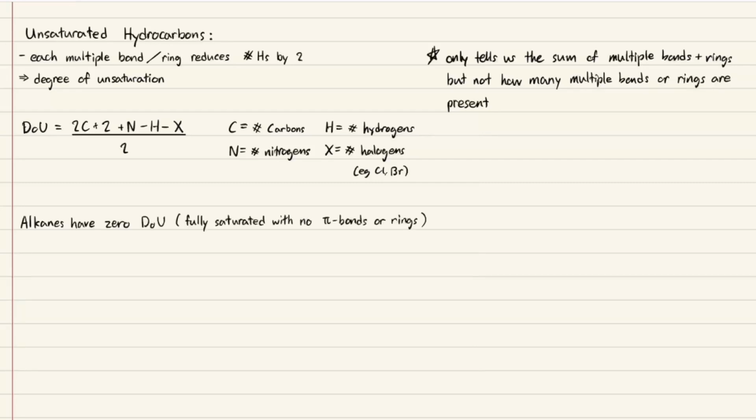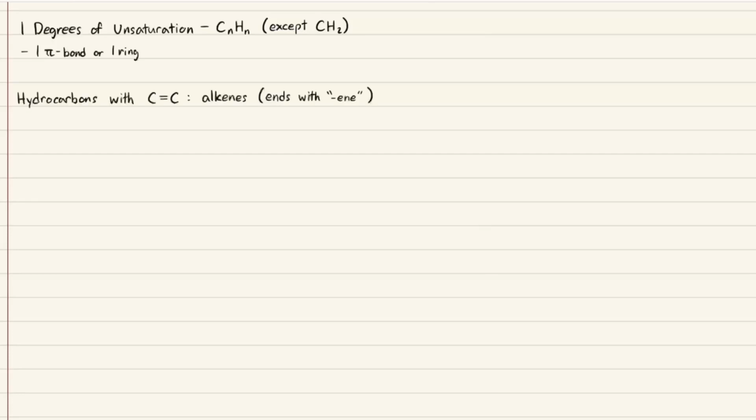Alkanes have 0 degrees of unsaturation as they are fully saturated with no pi bonds or ring structures. Molecules with 1 degree of unsaturation contain 1 pi bond or ring structure. In these hydrocarbons, the number of carbons and hydrogens is related by the formula CnH2n. However, there are no stable molecules of the CnH2n family with the formula CH2 for reasons we will discuss in a later lecture. Hydrocarbons that contain carbon-carbon double bonds are referred to as alkenes.